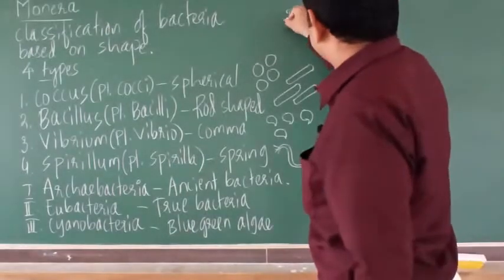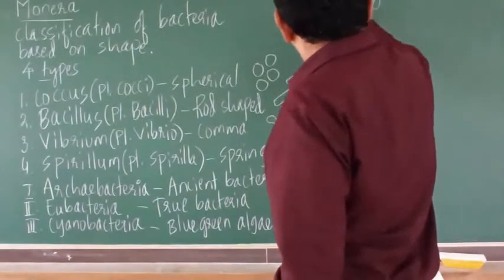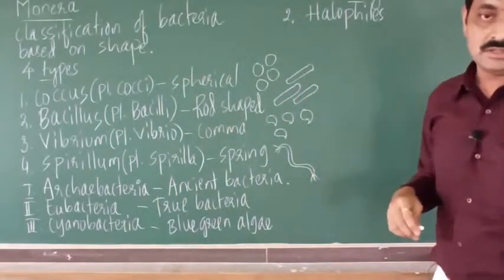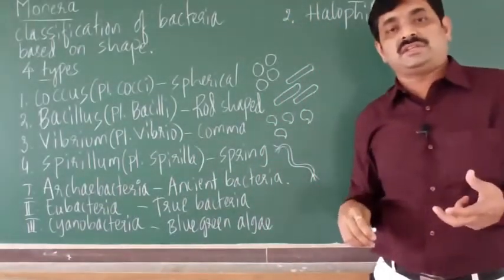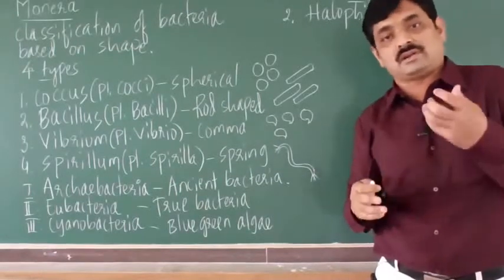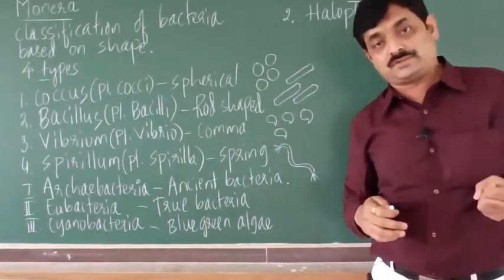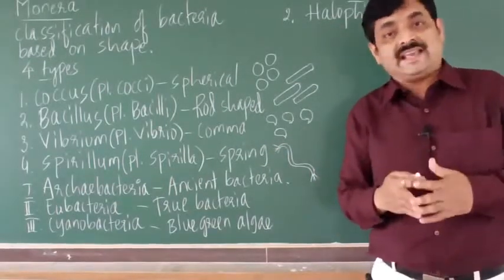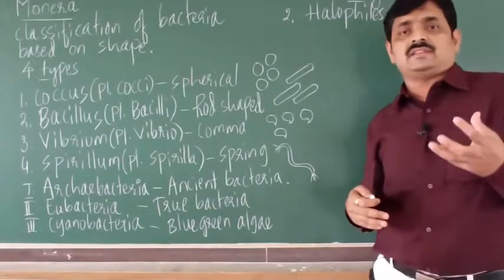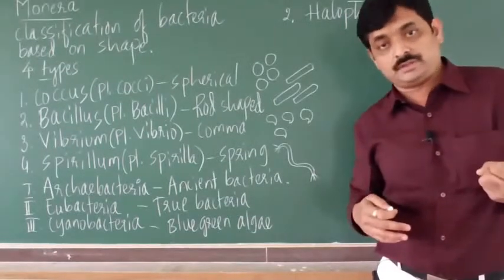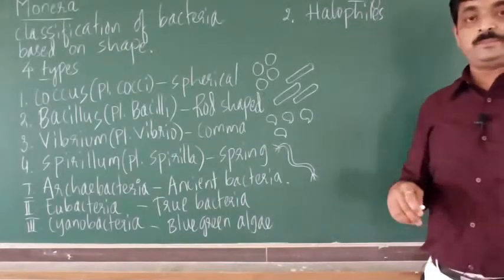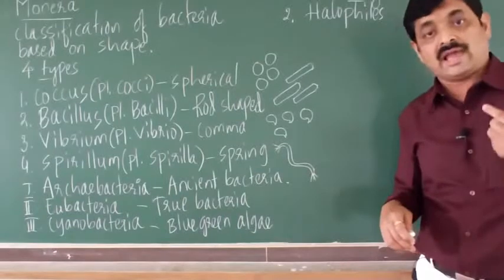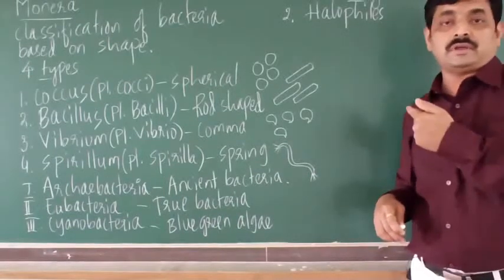Then the second group is halophiles. Now halophiles are the bacteria which have affinity or attraction towards salty conditions. So these halophiles are found in salt lakes or salty lakes, or we can say they are found in salty water, right? Now the common example of halophiles is Halobacterium.